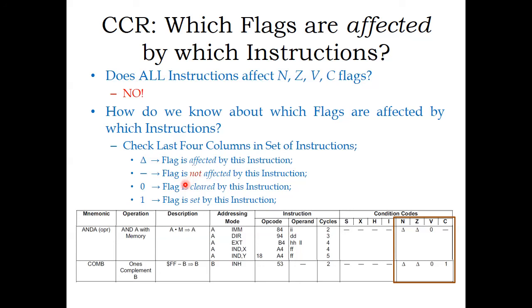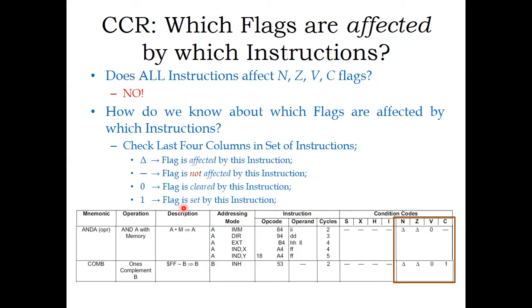Okay, or if you have a 0 written, that means this flag will always be cleared by the instruction, no matter what the outcome is. If there is a 1, as you can guess, the flag is always set by this instruction, no matter what the outcome of the instruction is. You see what I'm saying?